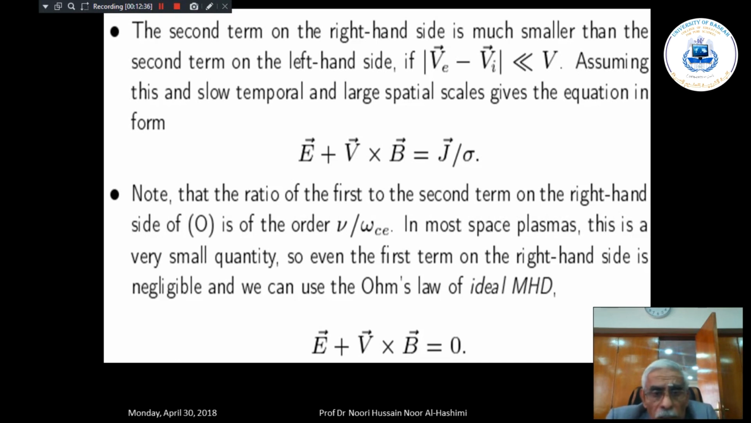Note that the ratio of the first to the second term on the right hand side of the equation is of the order nu over omega sub c e. In most space plasma, this is a very small quantity, so even the first term on the right hand side is negligible, and we can use the Ohm's law for ideal Magneto Hydrodynamics, which is written as E plus V cross B equal 0.